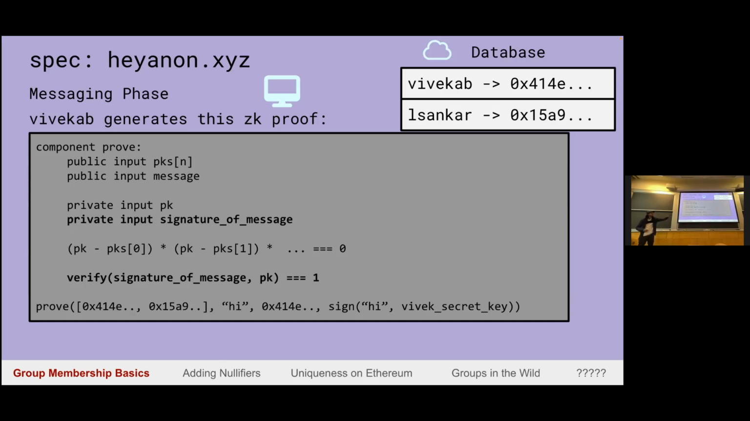Then we also attach a signature of that message. So Vivek, inside his wallet or inside his secure enclave, will sign this message hi with his secret key. And so he generates this signature. And the signature can be verified with the public key, which is exactly what we do inside the ZK circuit. So what is our circuit doing? It's going to verify the public key is one of the public keys in the set of the database, exactly like we did with the ZK message example. And then we're going to verify that the signature of our message, along with the public key, that is the private input here, in fact verifies correctly.